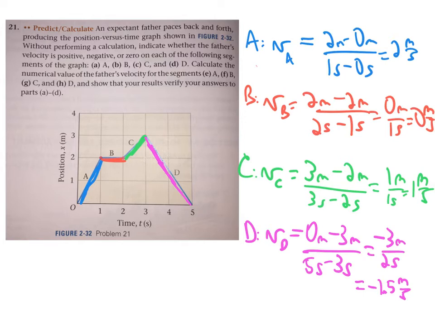And we see that, as indicated earlier, A and C are positive, B is 0, D is negative, and also that C has a smaller magnitude, a lower speed than A, because its slope is lower.